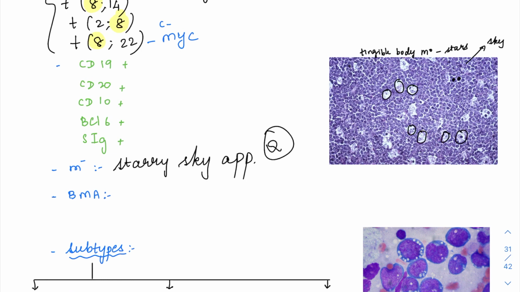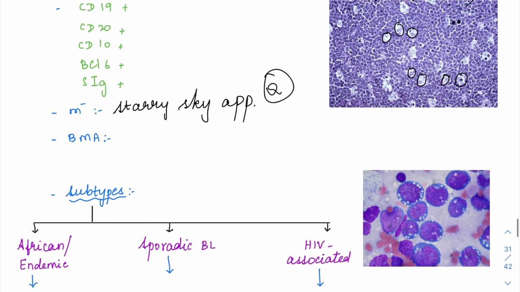This starry sky appearance is also seen in a kidney disease, which is a nephritic condition, post streptococcal glomerulonephritis. There you are going to have granular immunofluorescence. That granular immunofluorescence pattern in PSGN is again called the starry sky appearance.